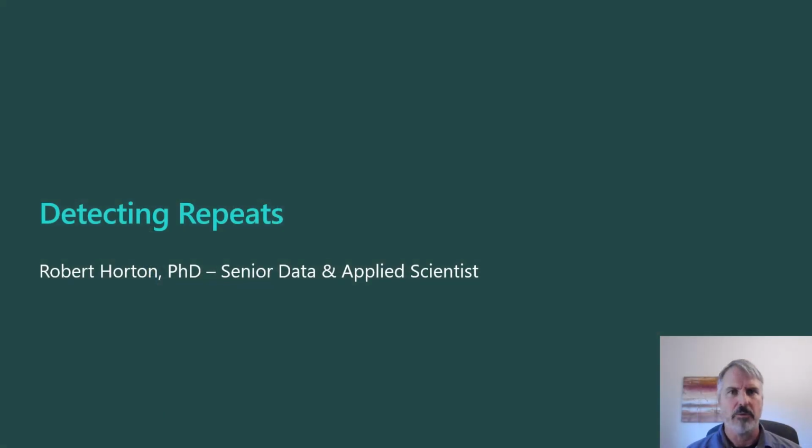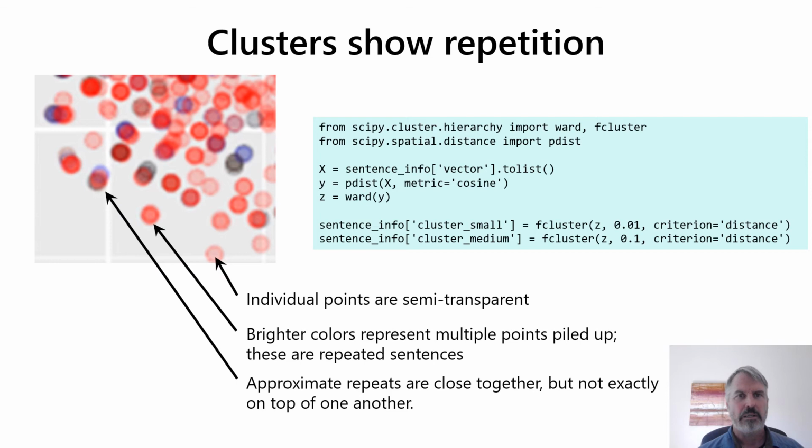Thanks, Miriam. Repeating text is a common failure mode for NLG models. Since the model generates new text based on what has been written so far, once the output begins to repeat itself, it can fall into a trap. This zoomed-in view of a t-SNE plot shows how we can use semantic embeddings to detect repeats.